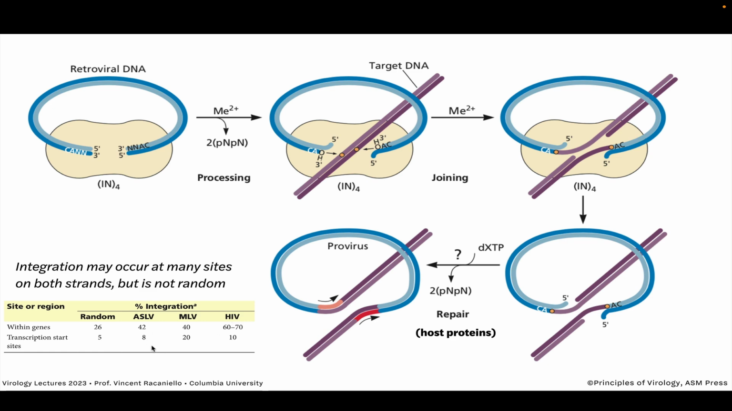And if this integration occurred at random, you would expect 26% integration within genes and 5% within transcription start sites, just based on the number of these sites. For the avian retrovirus, it's 42% and 8%. For MLV, it's 40 and 20. For HIV, it's 60 to 70 and 10. So it's not random. The numbers do not match what you would expect from randomness. And so these viruses can integrate almost anywhere in the genome.